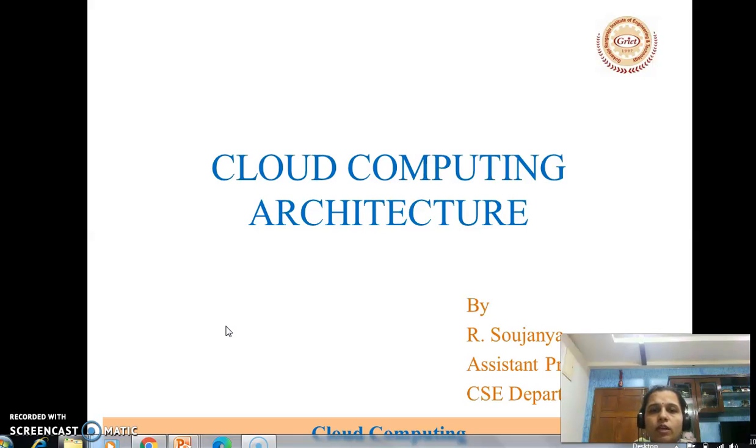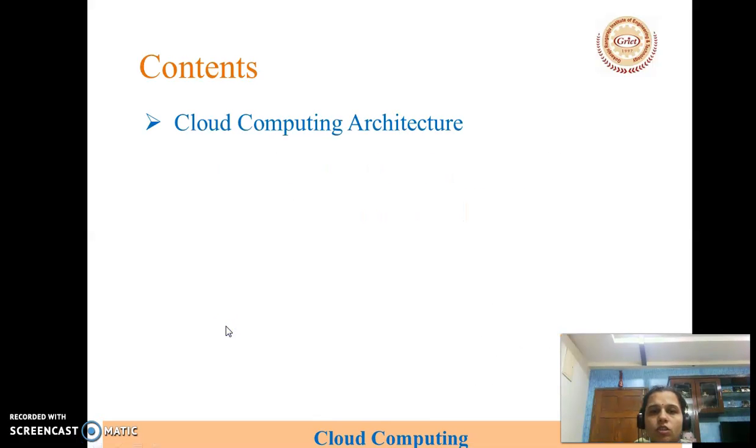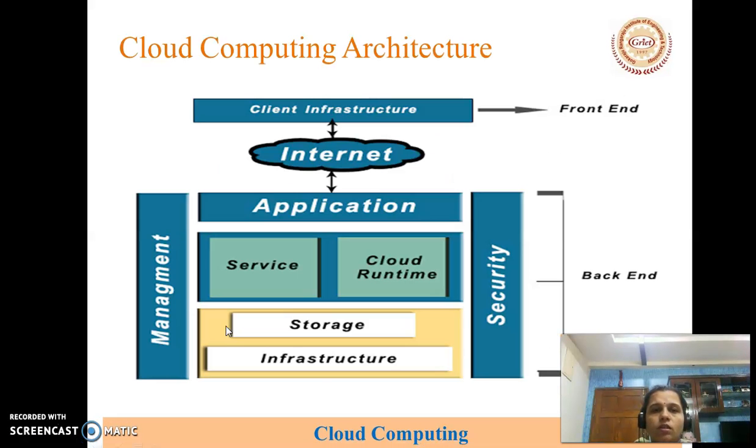Today, I am going to explain about the cloud computing architecture. This cloud computing architecture basically contains different types of components and subcomponents. Here we are showing the diagram of cloud computing architecture. Basically, this cloud computing architecture has two types of components. One is the front end and the second one is the back end.